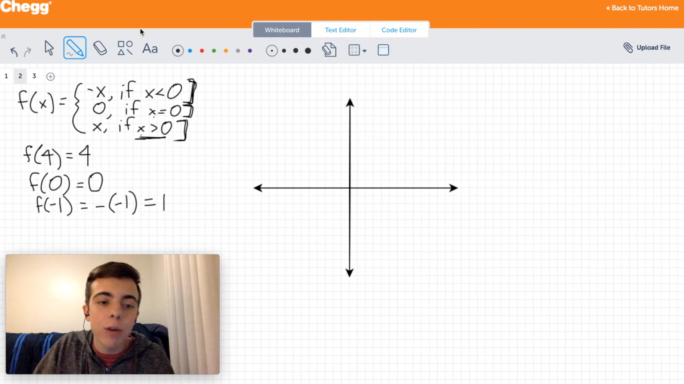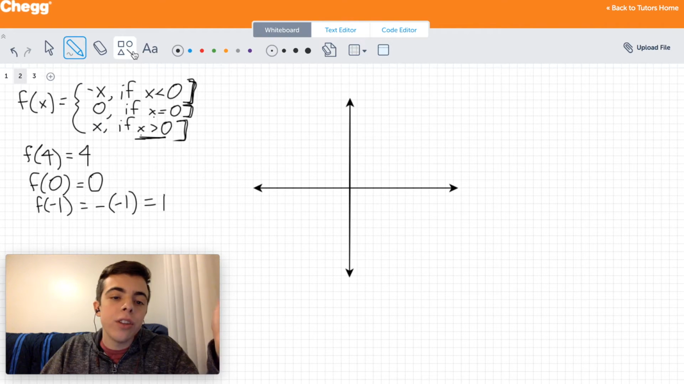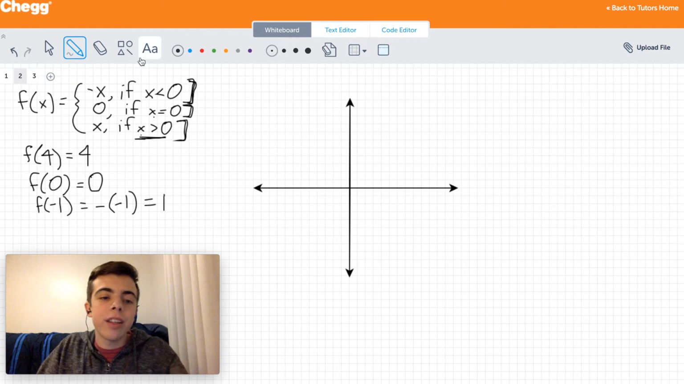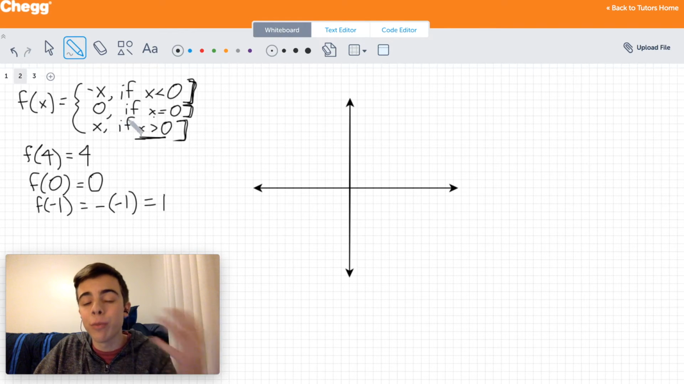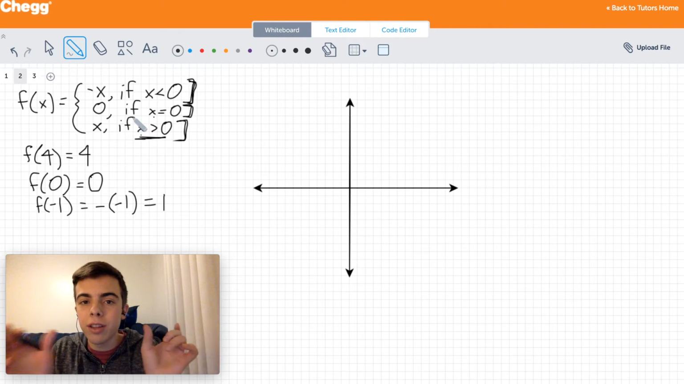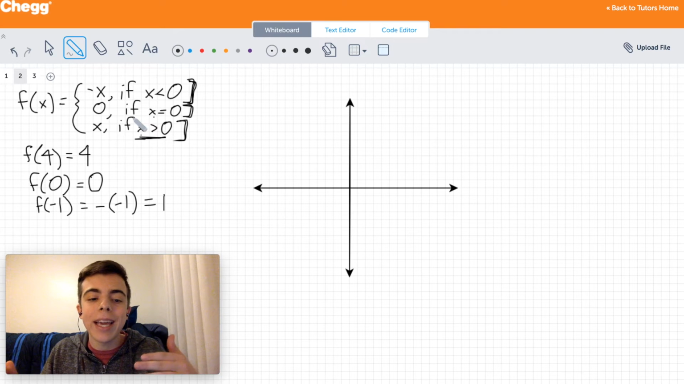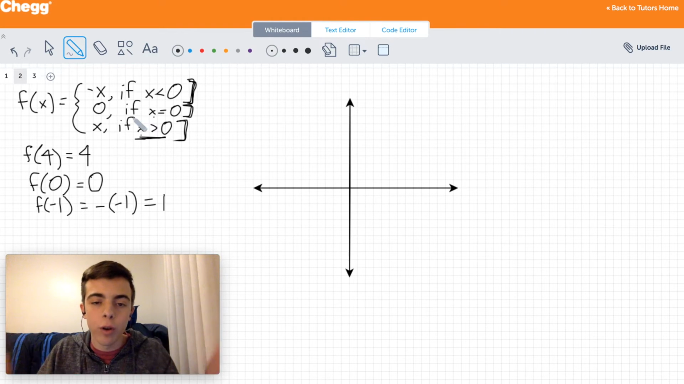Now, how would we graph something like this? You need to graph separate graphs for each segment, right? And when I say segment, I'm referring to each condition. For all x less than 0, this is what the function looks like. Then when x equals 0, this is what the function looks like. When x is greater than 0, this is what the function looks like. There's basically three smaller functions that are making up this overall f function.